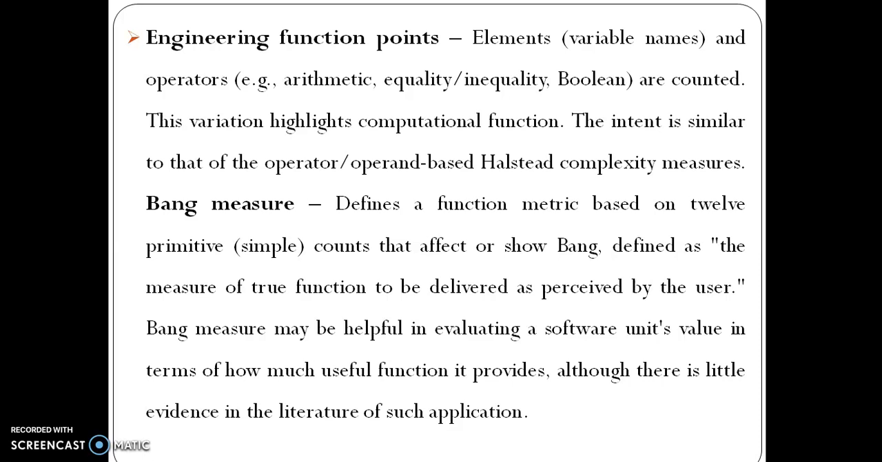The intent is similar to the operand-based Halstead complexity measures. Bang measure defines a function metric based on 12 primitive counts that affect or show bang, defined as the measure of true function to be delivered as received by the user. Bang measure may be helpful in evaluating a software unit's value in terms of how much useful function it provides, although there is little evidence in the literature of such application.